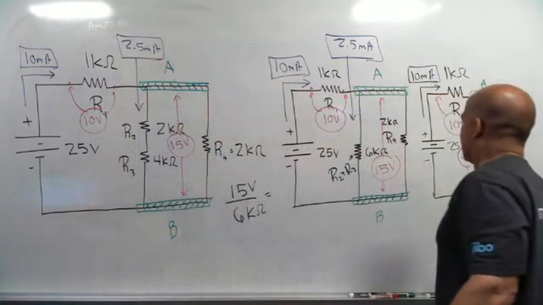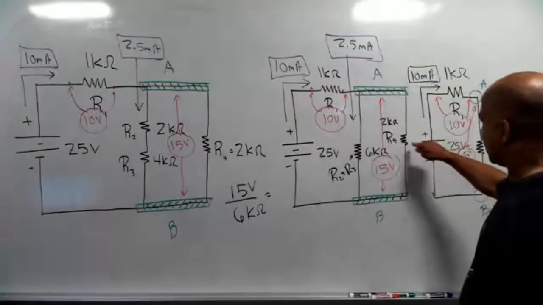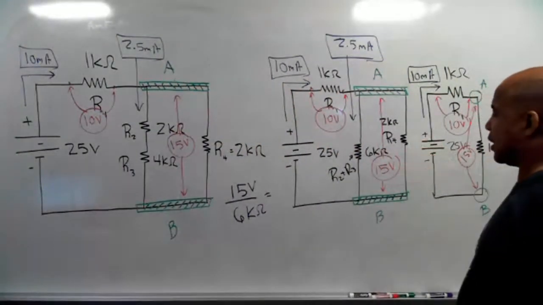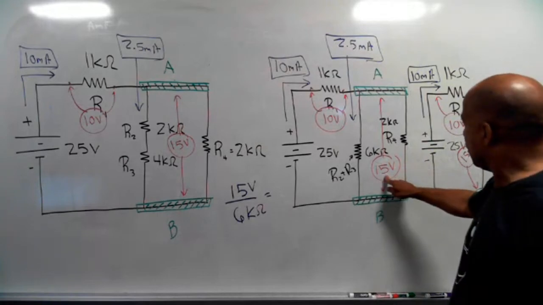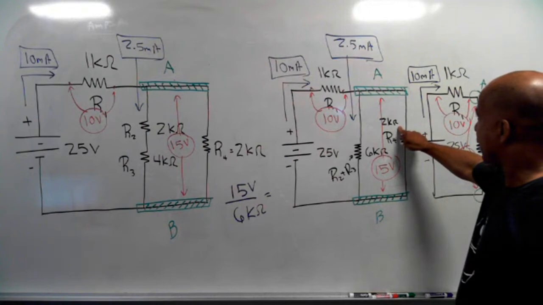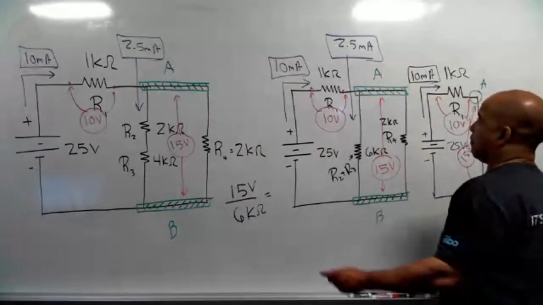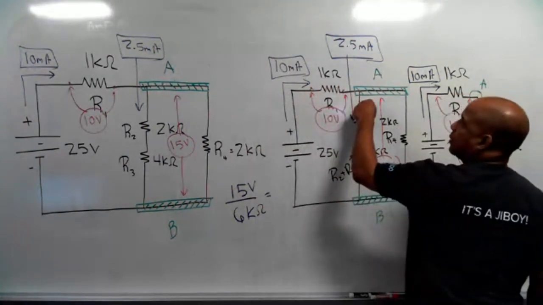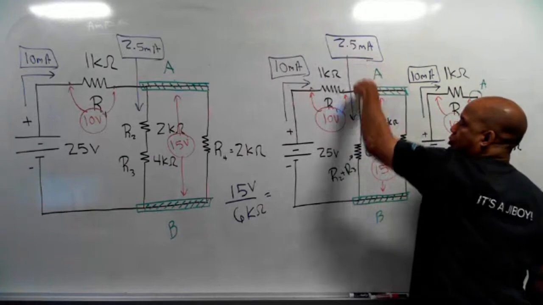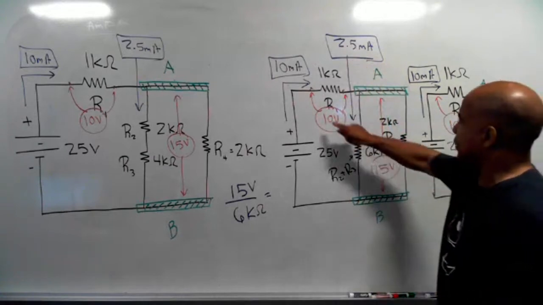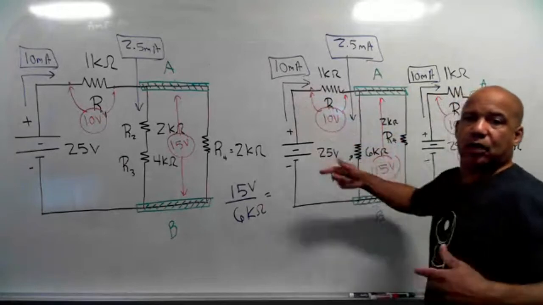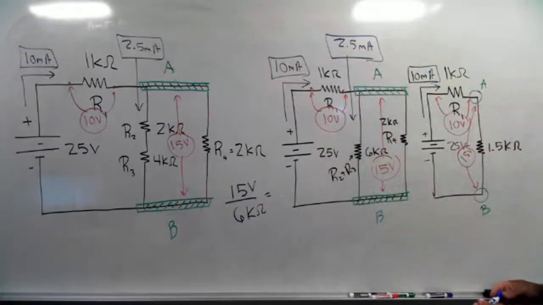I come back over here. The only thing I have left is this branch current. So I can solve, I've got choices now, don't I? I can do it the same way. I can take 15 volts over 2K to get the current, or I've got 10 milliamps going into node A, and I've got 2.5 coming out. I know that this branch current and this branch current have to equal the total current, so I can do a subtraction and get it. So either way you want to do it is okay.